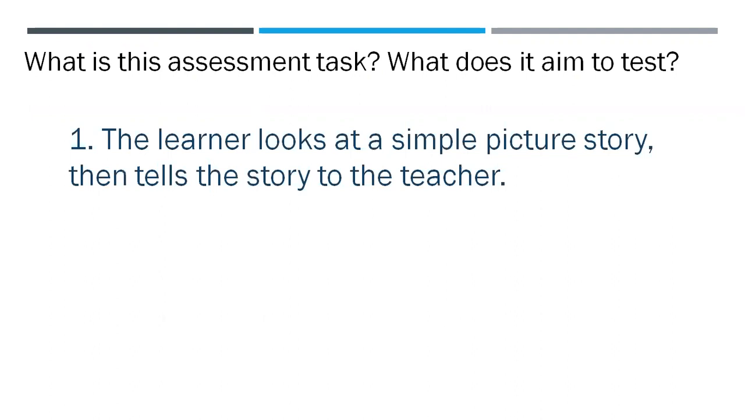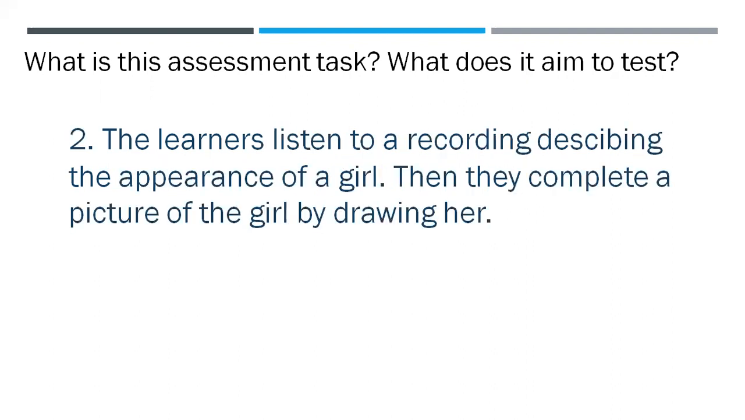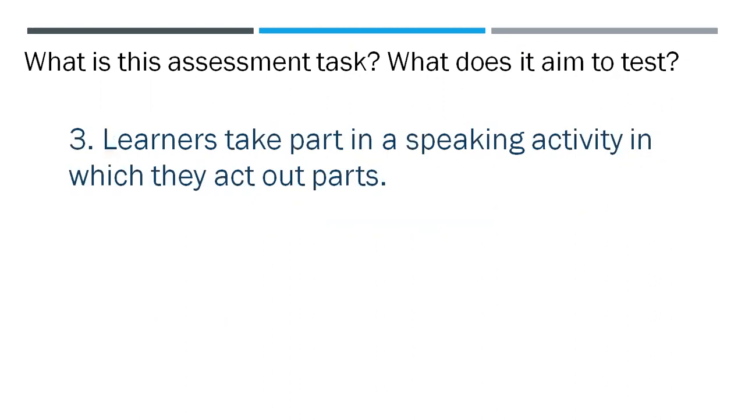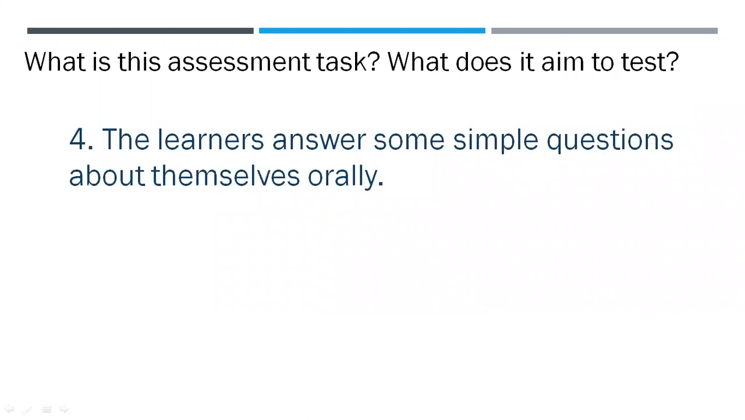First, the learner looks at a simple picture story and then tells the story to the teacher. The learners listen to a recording, I'm sorry, there is a misprint, describing the appearance of the girl. Then they complete a picture of the girl by drawing her. Learners take part in a speaking activity in which they act out parts. The learners answer some simple questions about themselves orally.